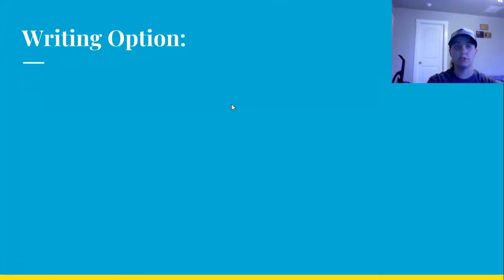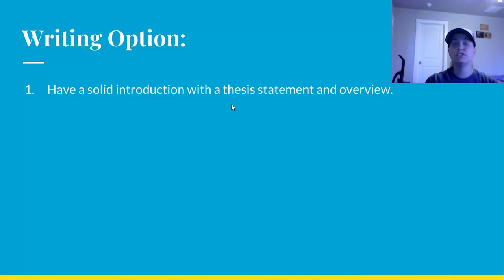So first is option number 1, your writing option. You need to start with a solid introduction with a thesis statement and overview. I need to know based off your introduction that you're talking about these different groups of societies, and that you're going to be talking about their subsistence strategies and their social structures. So you want to have a good thesis statement that lets me know that, and then give me an overview of the 3 main things you're going to talk about. So let me know that you're going to talk about pre-industrial societies, post-industrial societies, and industrial societies. So that's what you need to include in that introduction.